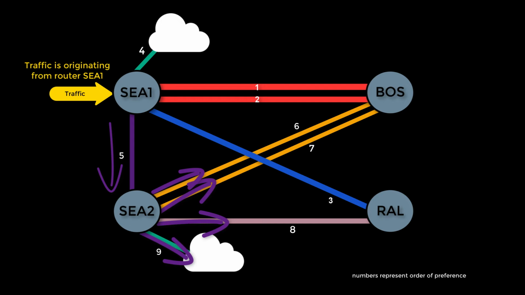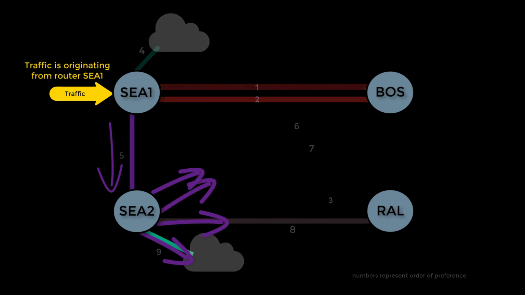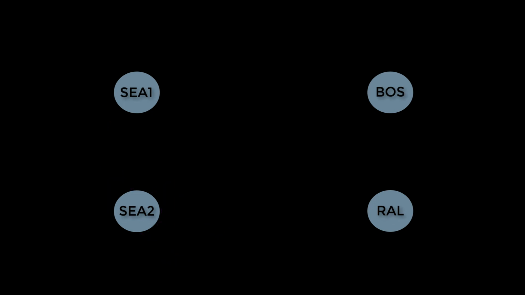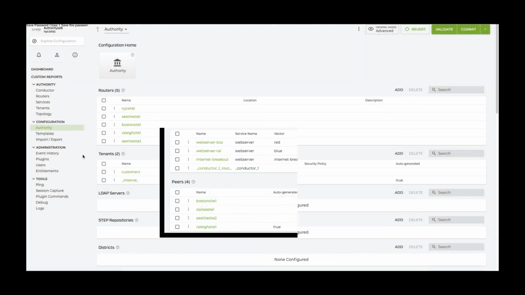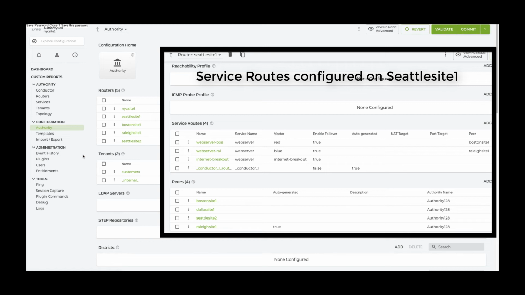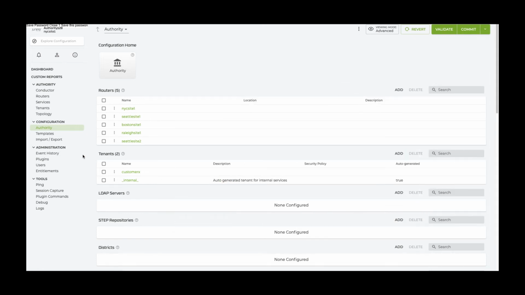We will configure the same service routes on Seattle Site 2 that we have on our Seattle Site 1 router. We are using VRRP for these HA routers. For more information on VRRP, please see our VRRP video. Remember, I have already configured all of my service routes, but now I need to configure my peer service route between my HA routers, Seattle Site 1 and Seattle Site 2. I will configure this on my Seattle Site 1 router now.